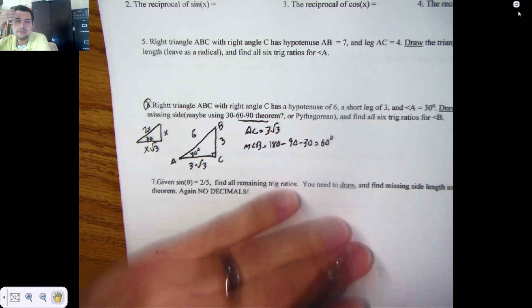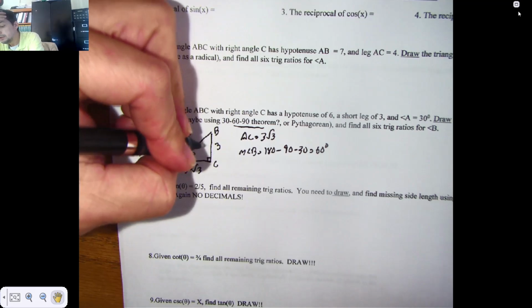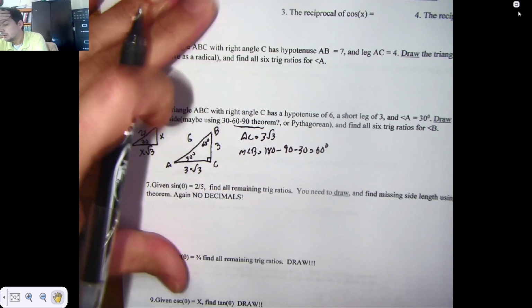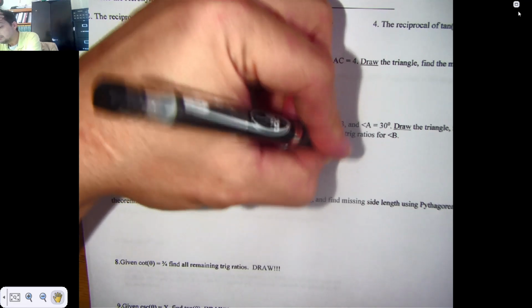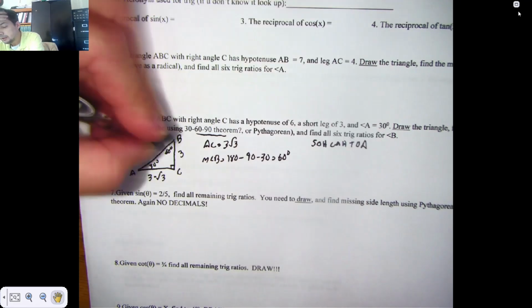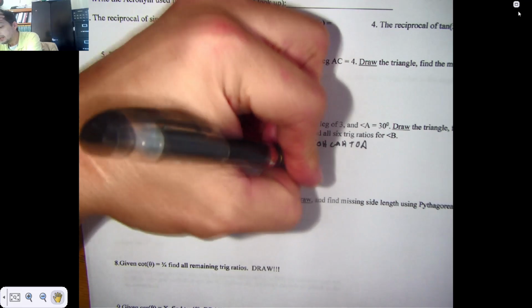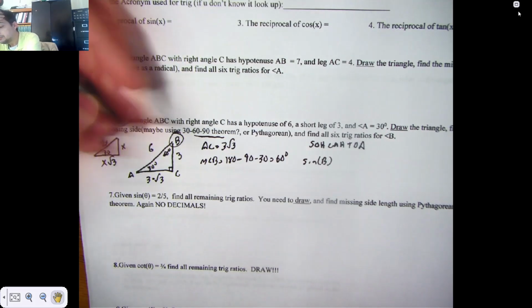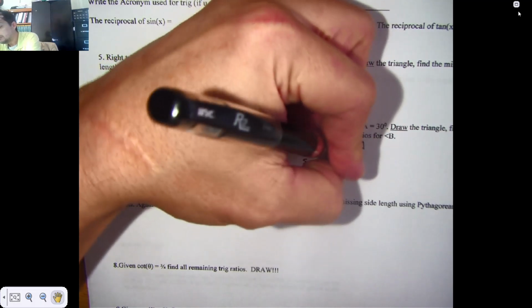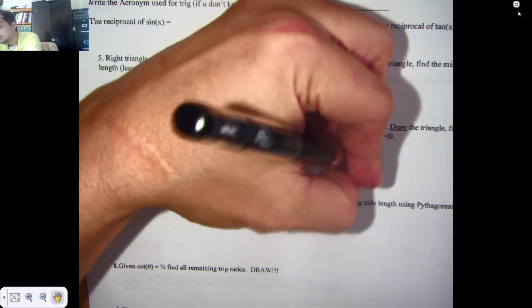And you're supposed to find all 6 trig ratios for angle B. So do a little SOHCAHTOA. And my attention is on angle B. Sine of angle B would be the opposite length over the hypotenuse, 3 root 3 over 6. 3 over 6 reduces to a half, so root 3 over 2.